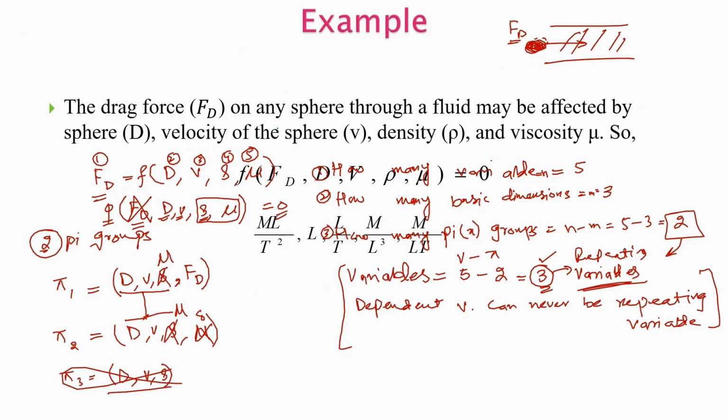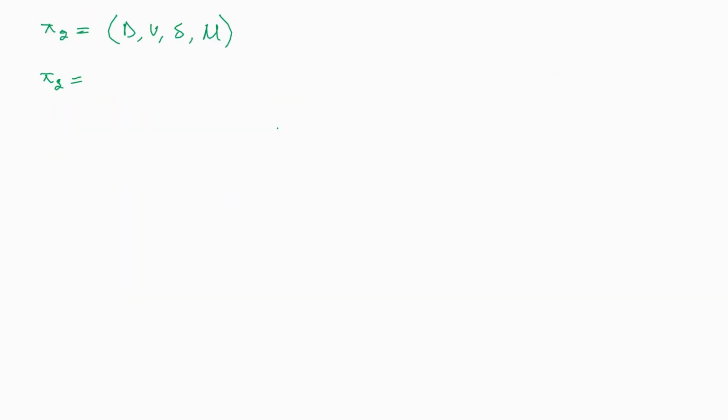So what is the dimension of dynamic viscosity? This is m over lt. So simply we'll put the dimensions and powers: d raised to power a2, v raised to power b2, and rho raised to power c2 into mu.